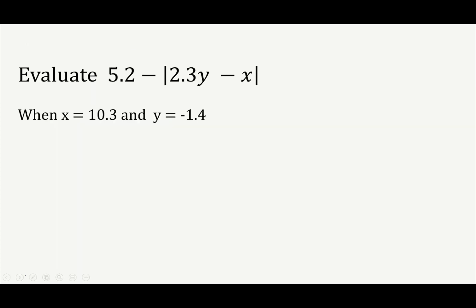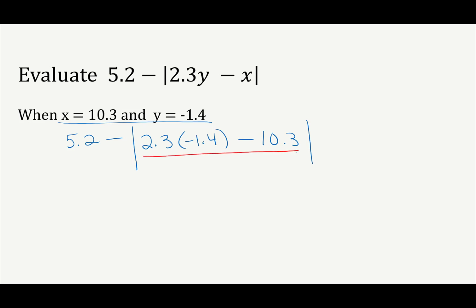Next, evaluate 5.2 minus the absolute value of 2.3y minus x. Just like the previous example, I want you to rewrite this expression and switch out the x and y for the values given here below. This is 5.2 minus the absolute value of 2.3 times negative 1.4 minus 10.3, and then close your absolute value. For right now, the absolute value can work like a parenthesis.